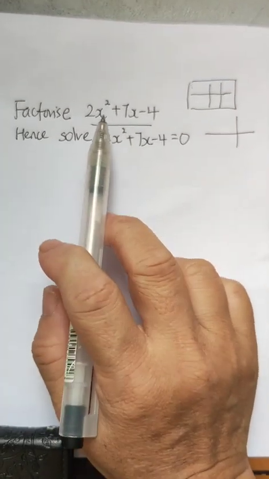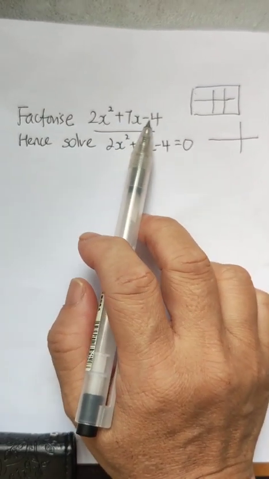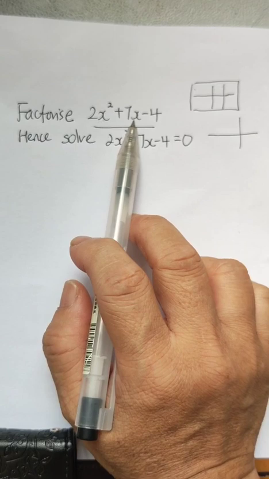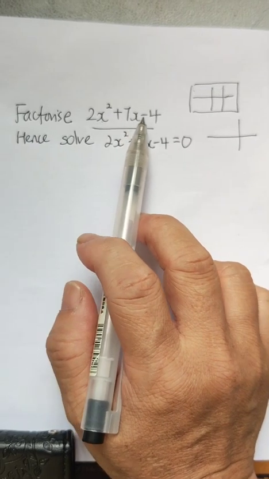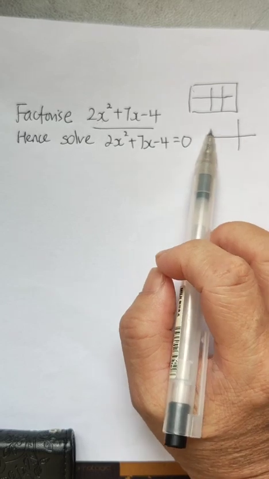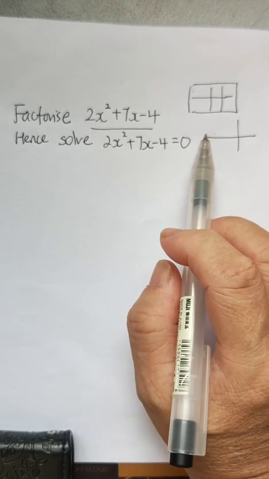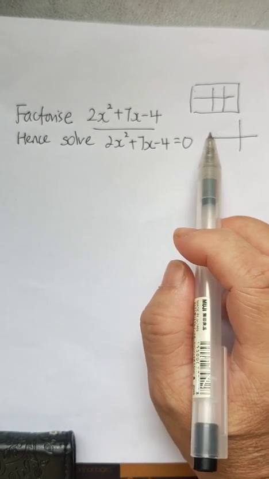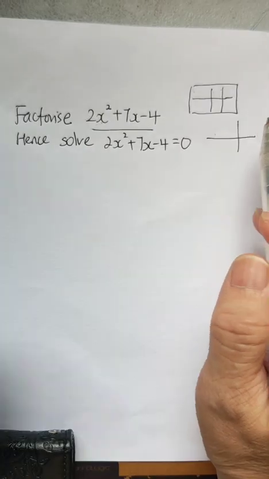Alright, in this video we're going to factorize 2x squared plus 7x minus 4, okay? You can factorize it using the completed square form, or you can factorize it using, I don't know, the box method or the cross method, okay? But I'm going to use a more efficient method, that is using a calculator to help me get the answer.